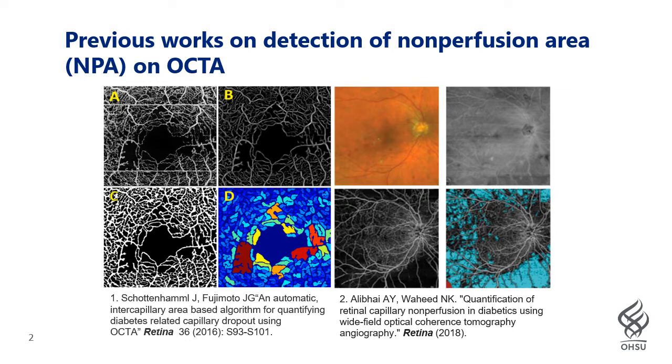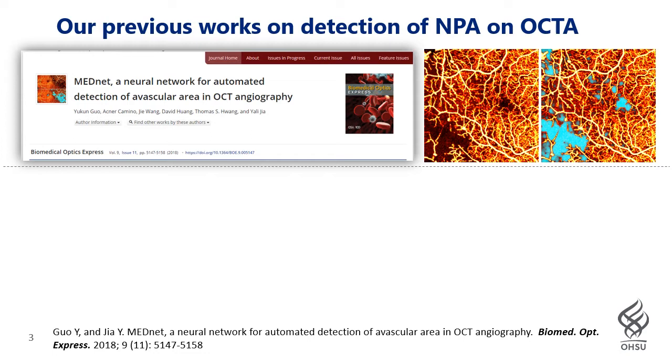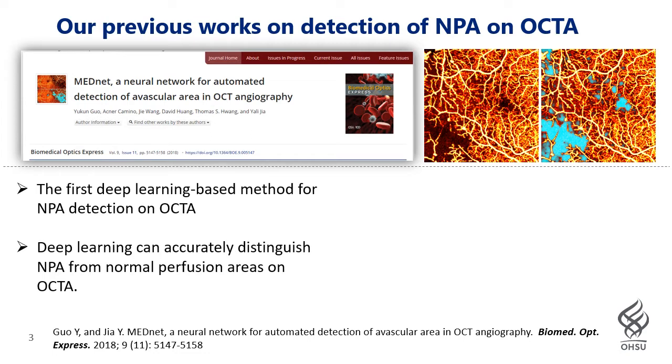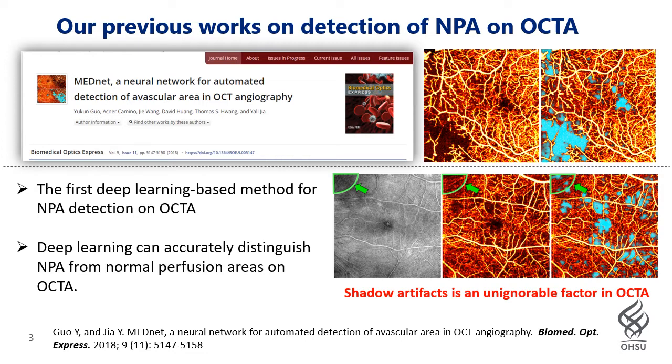In recent years, some groups have proposed methods for NPA detection using conventional image processing. However, these methods usually contain complex pre-processing procedures and even require manual intervention, which is not friendly for clinical practice. With the rise of AI technology in image processing, we proposed the first deep learning-based method, named MetaNet, for NPA detection on OCTA. In this work, we demonstrated that deep learning can accurately distinguish NPA from normal perfusion areas on OCTA. And we also found that subtle artifacts caused by eyelashes, vitreous floaters, and pupil vignetting can mislead the deep learning to produce false positives.